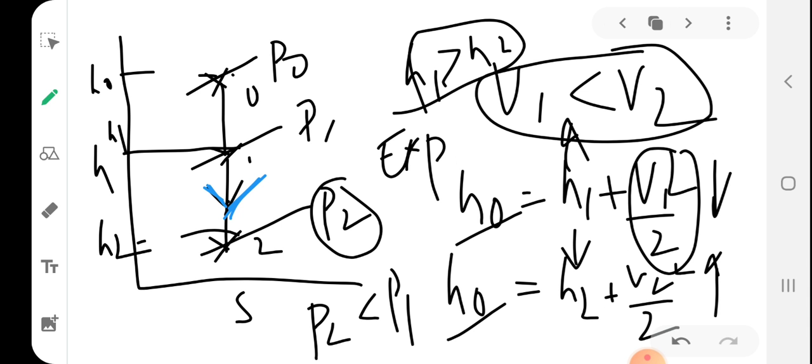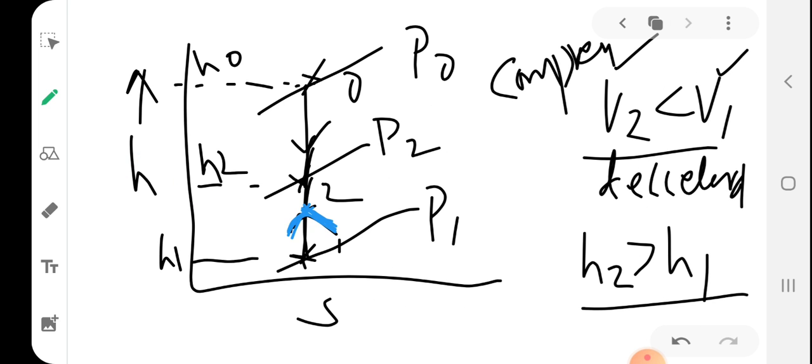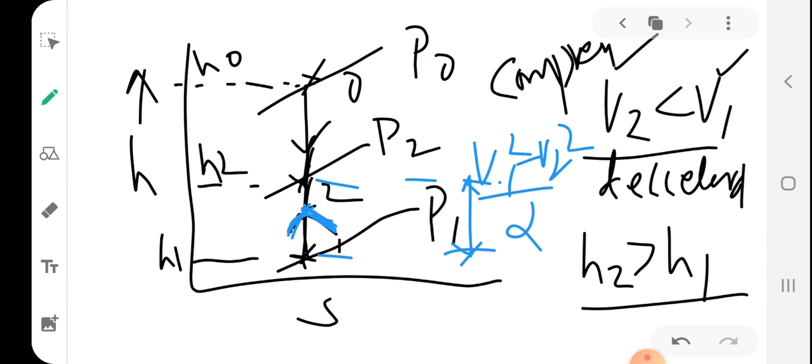Now you just need to know this difference is nothing but V2 square minus V1 square by 2, because V2 is higher. Here, what is this difference? V1 square minus V2 square by 2. Why? Because V1 is higher. So that is the difference. Okay.